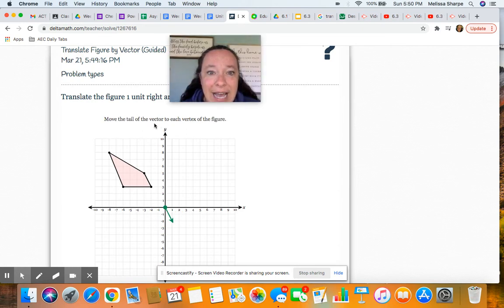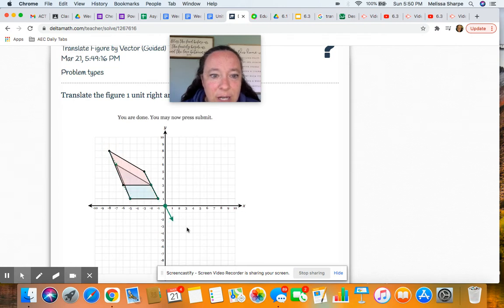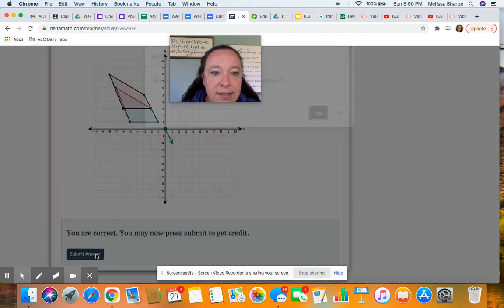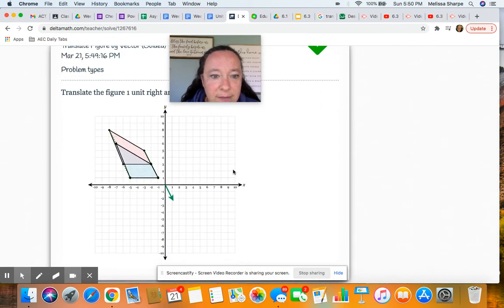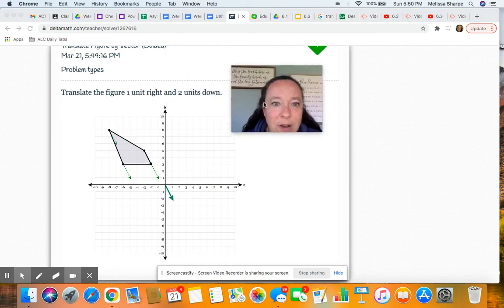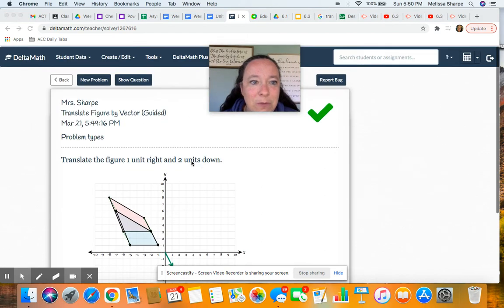Now, once I did that, it changed and said move the tail of the vector to each vertex. This figure is a quadrilateral, so there are 4 vertices, and I'm moving this vector movement. I'm going to be showing it on each of these. And then it says you are done. You may now press submit. Now watch this. It's going to show the movement. I mean, we knew that was going to happen, but it's going to show the movement.